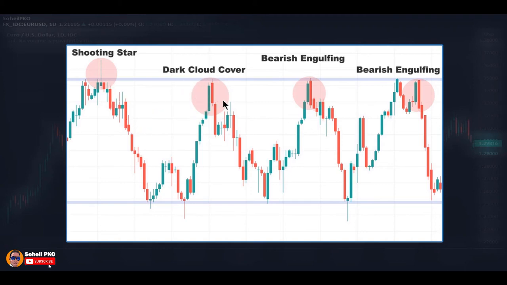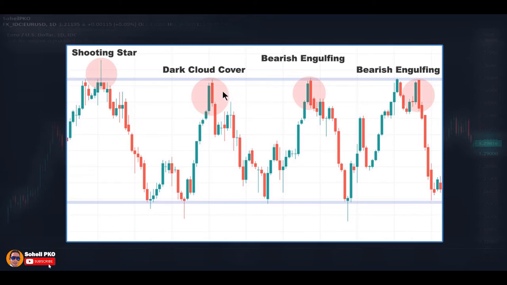a dark cloud cover formed on the chart, or here a bearish engulfing pattern, and here again another bearish engulfing pattern. All these patterns are bearish and they show increased selling pressure, and they indicate that the bears are in control, and this is happening near a resistance level where we expect a reversal of the price at these levels.